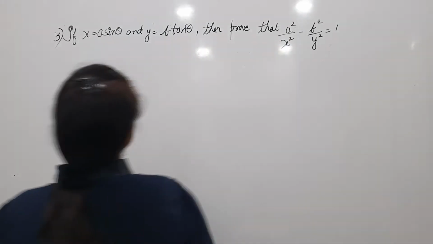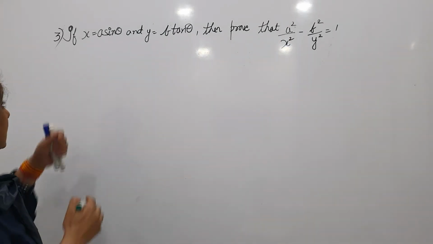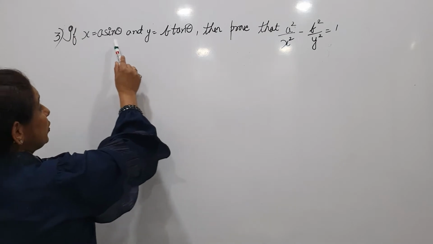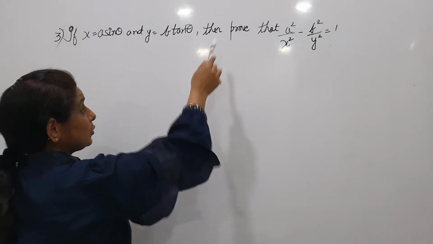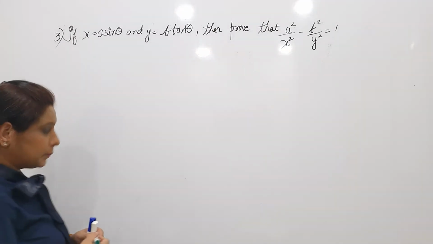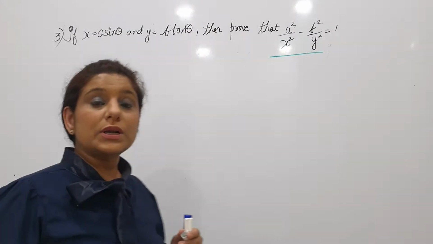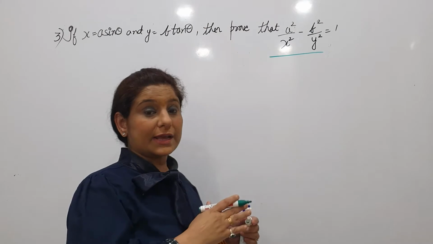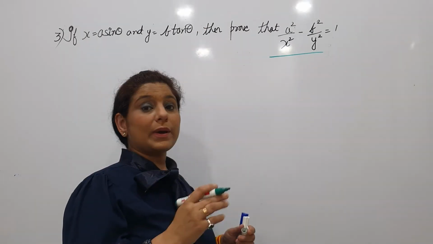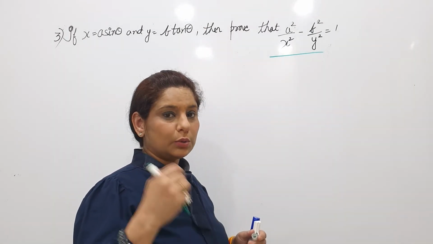So let's start. The question is, if x is equal to a sinθ and y is equal to b tanθ, then prove that a²/x² − b²/y² is equal to 1.